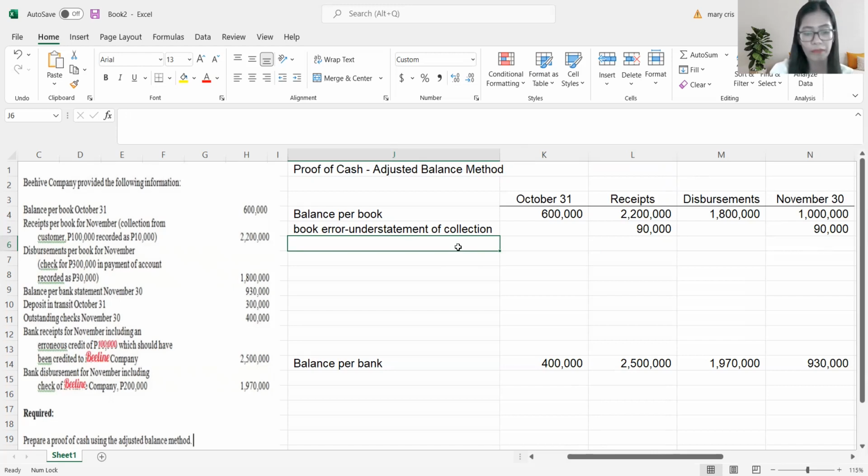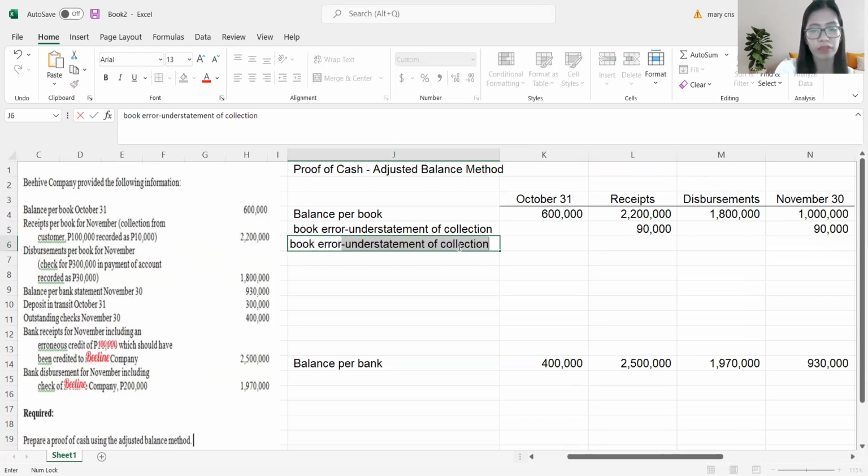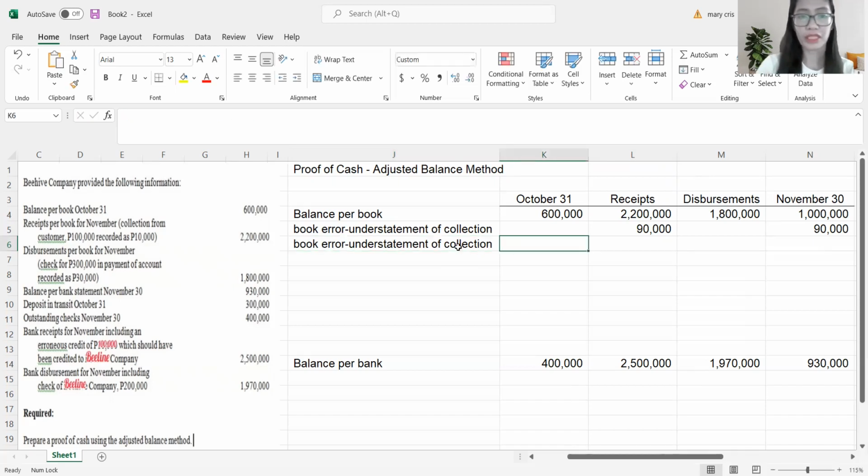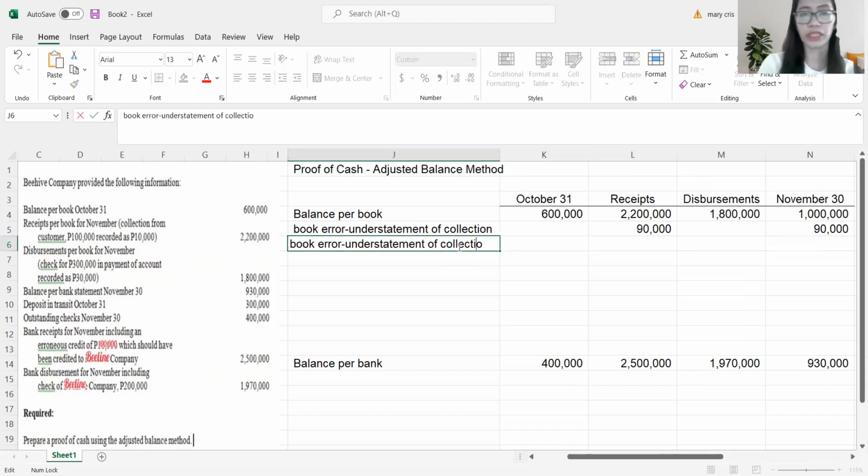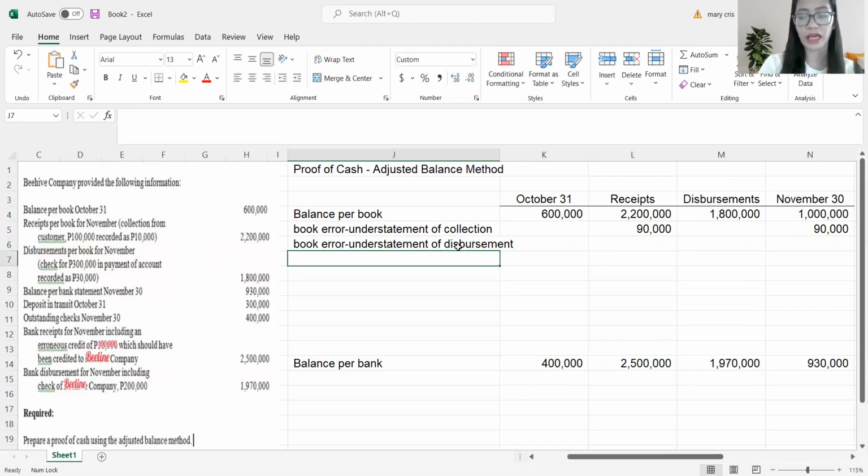Another is a book error, no? There's another book error. This time, ano nangyari? There is understatement of disbursement, no? So, kanina collection, ngayon understatement naman of disbursement. Dapat sana ay 300,000, pero yung kanyang na-record is only 30,000. So, understated yung disbursement natin amounting to 270,000.